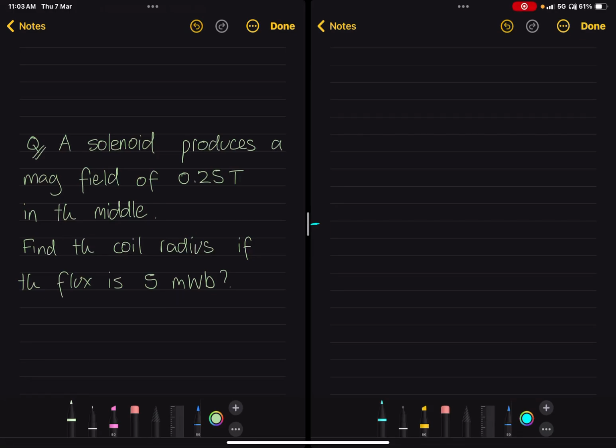Alright, so here we've got another electromagnetics question. We're told a solenoid produces a magnetic field of 0.25 teslas in the middle. Find the coil radius if the flux is 5 milliwebers.